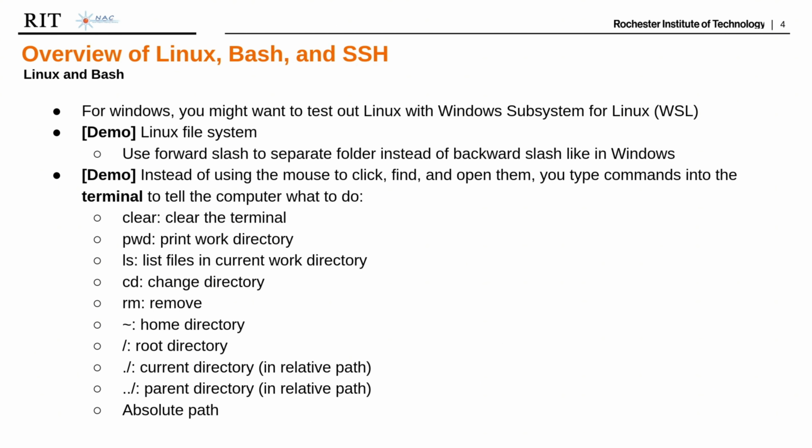First of all, clear is clear the terminal. pwd is print working directory. ls is list files in the current working directory. cd is change directory. rm is remove. And tilde (~) is the home directory. And slash (/) is the root directory of the operating system. The dot (.) represents the current working folder. And the double dot (..) represents the parent directory in a relative path. And then finally, we can represent a path with an absolute path starting from the root directory.